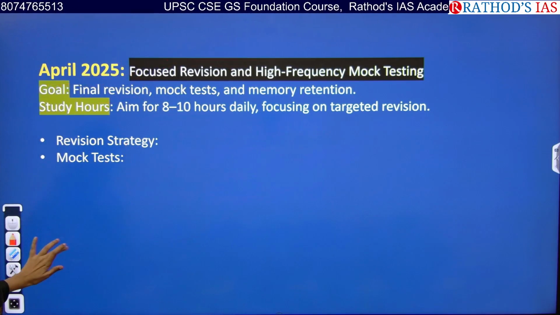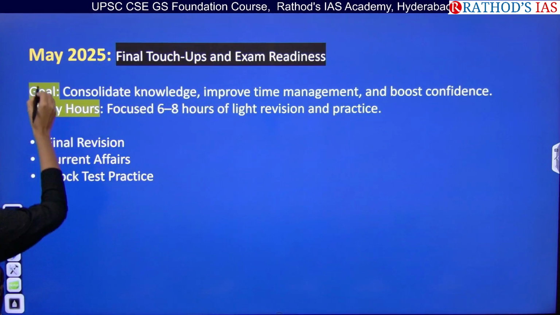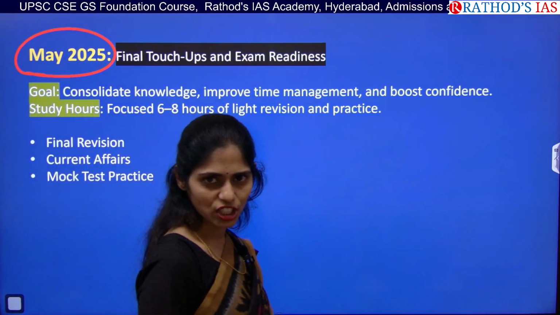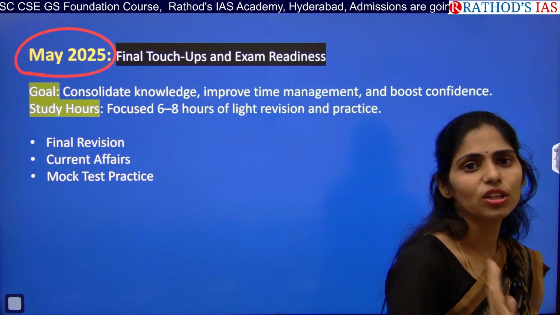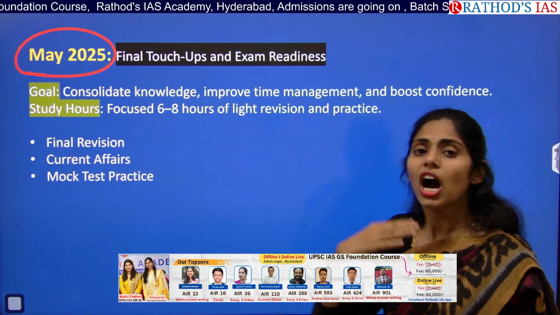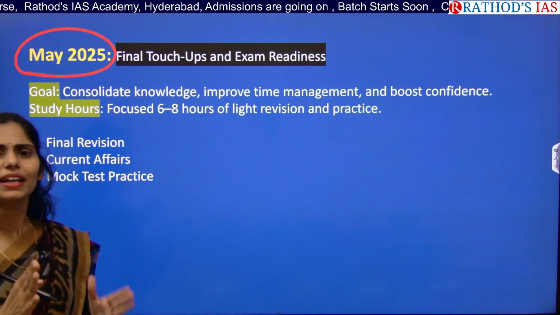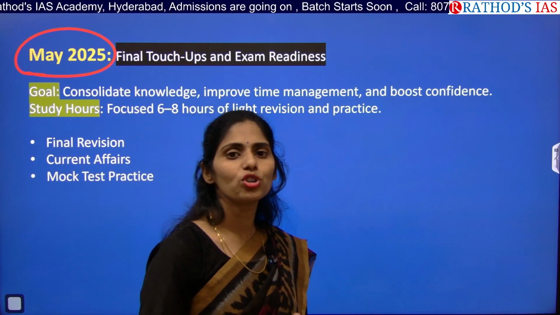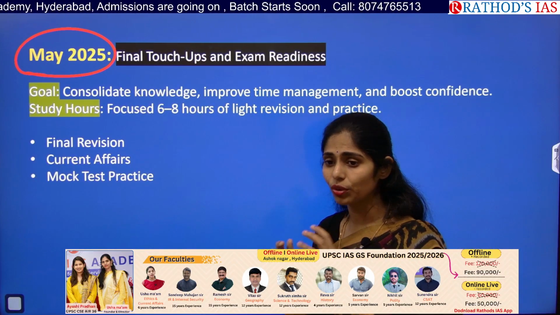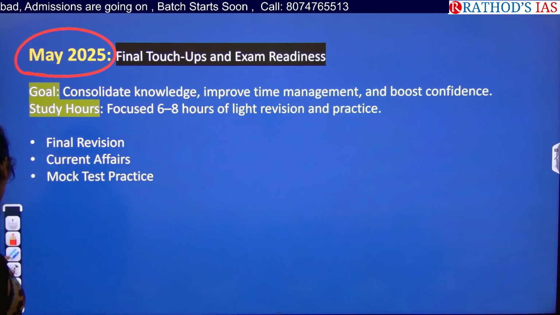Okay. And next one is phase 4. This is the last phase, that is in the month of May. So in May 2025, you will be focusing on just final touch-ups. Whatever current affairs there are in the news, you will be focusing on that, and you will be focusing mentally on how you have to behave in your examination hall. So you'll be preparing mentally for how you have to approach your prelims, how you have to focus on time management, and how you have to answer a question which is not known to you. So that is what phase 4 is all about.